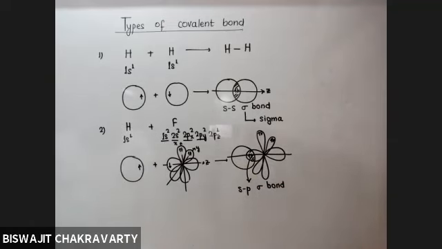So you can see in both bonds that we have drawn, what is common is the type of overlapping. In both, the overlapping is taking place on the internuclear axis, and therefore they are sigma bonds only. One of them is an ss sigma bond, the other is an sp sigma bond.